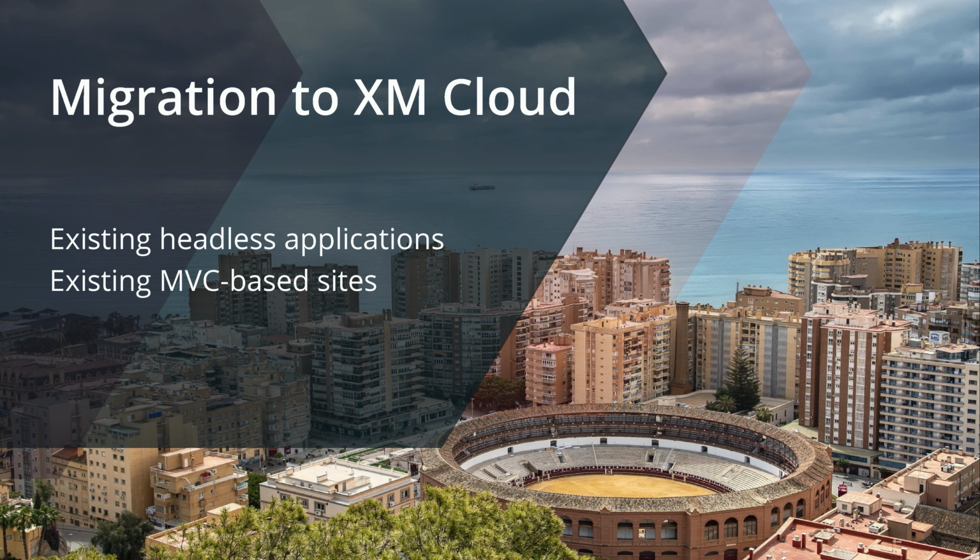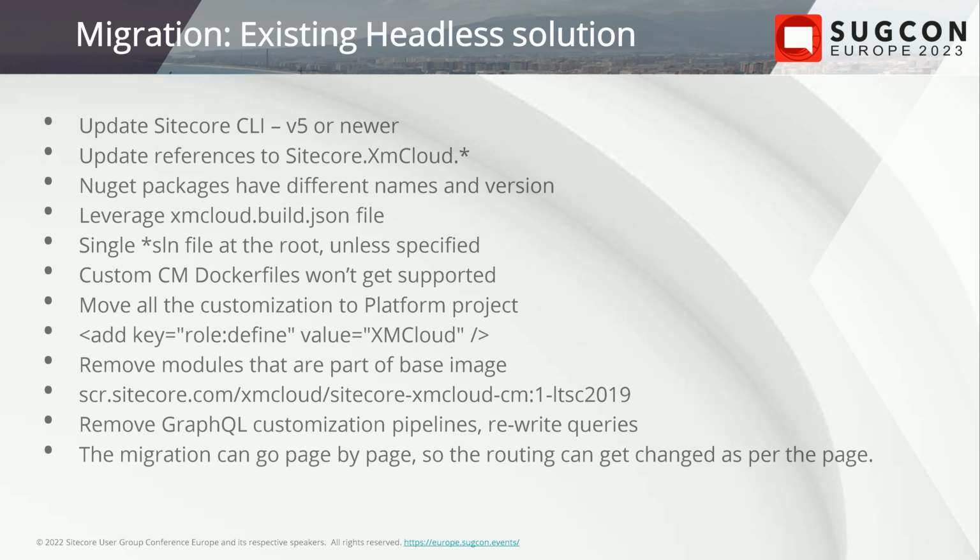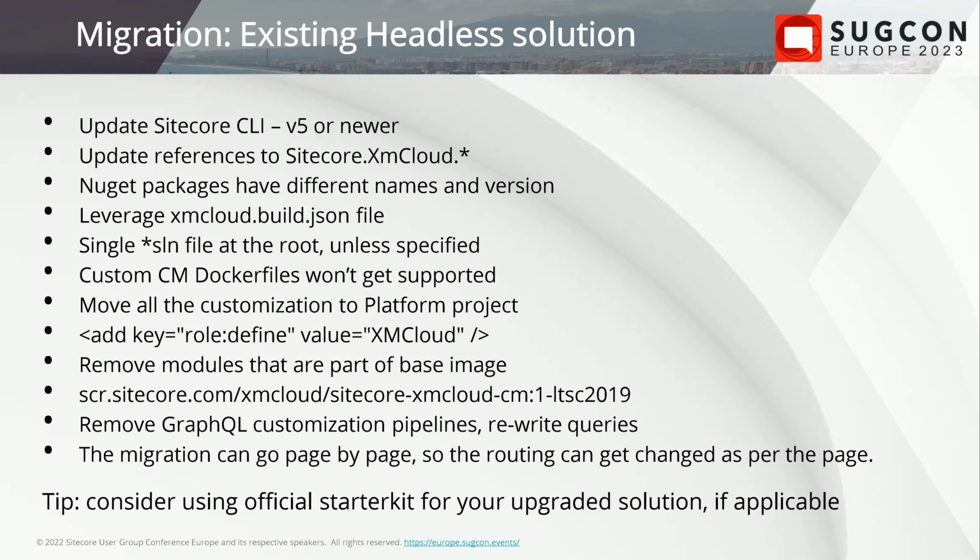And of course, I've been often asked about migration to XM Cloud. So let's talk about that for the two potential scenarios, whether it's existing headless application or if it's MVC-based website. So speaking about headless application, you will need to consider doing at least this list of actions. So first of all, you need to upgrade Sitecore CLI to version 5 with XM Cloud plugin. Then references now look differently. They are sitecore.xmcloud.assembly name. And same applies for NuGet packages, which now have different names and versions.